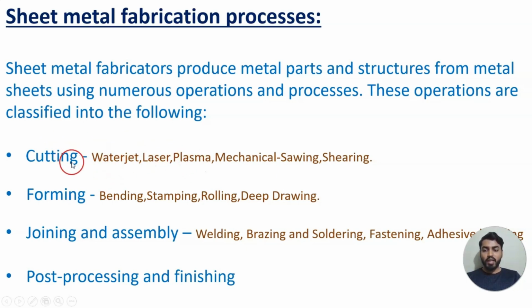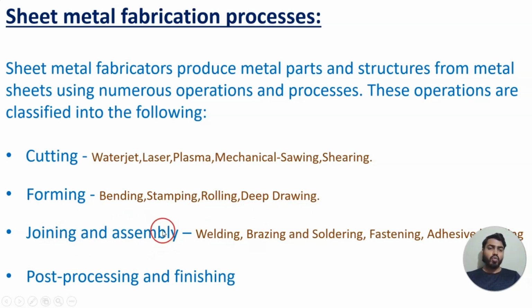Then after cutting, we are going to perform forming operations. So under forming, we are having bending, stamping, rolling, deep drawing. So bending is nothing but in whichever angle we require, in that angle we will bend. Stamping means in different shapes, we can just make it with the press tool. Stampings we can do. Again rolling we know. Then deep drawing.